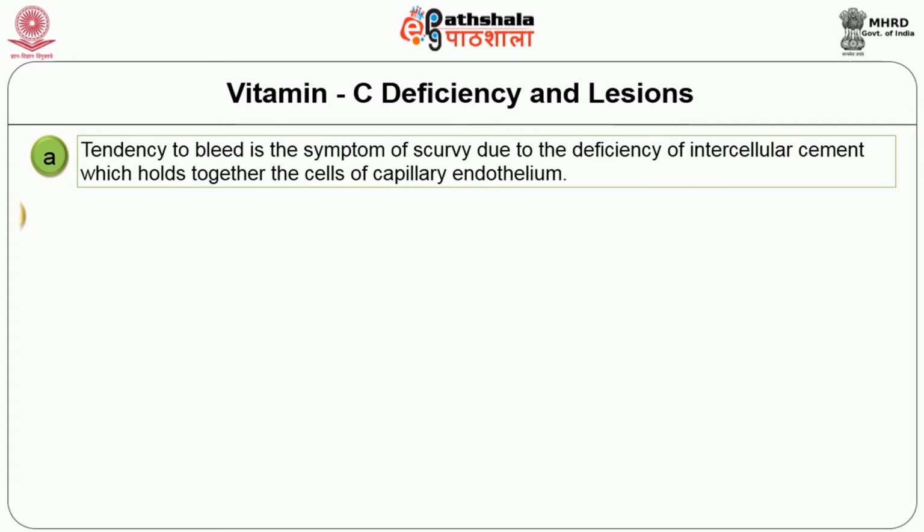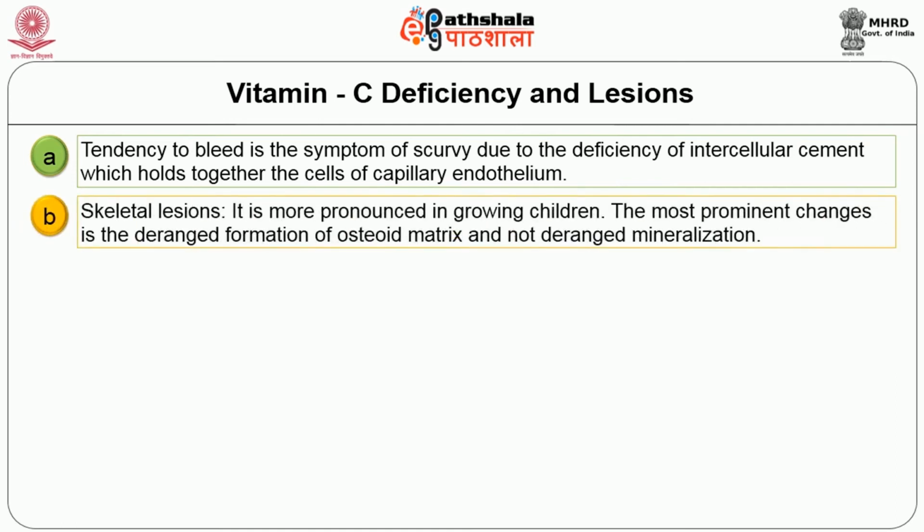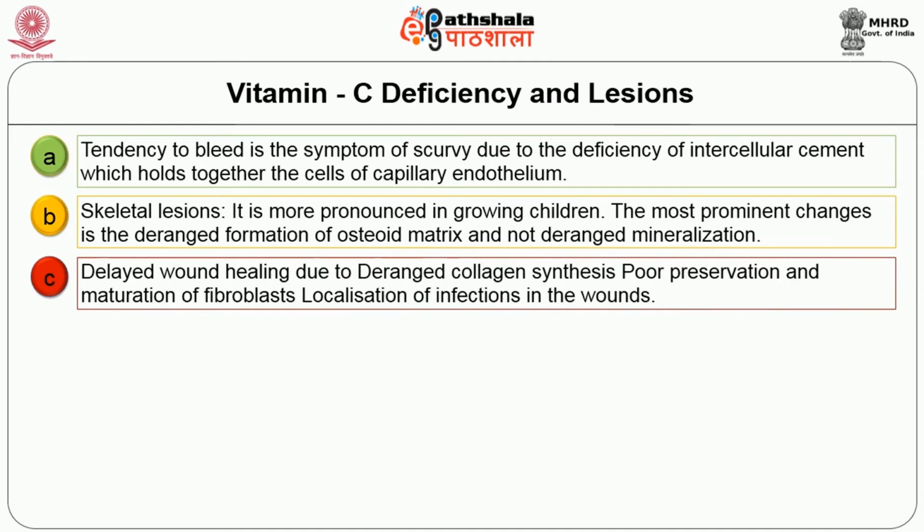Skeletal lesions are more pronounced in growing children. The most prominent change is the deranged formation of osteoid matrix and not deranged mineralization. Due to vitamin C deficiency, the laying down of osteoid matrix by osteoblasts is poor and results in failure of resorption of cartilage. Delayed wound healing is due to the deranged collagen synthesis, poor proliferation and maturation of fibroblasts, and localization of infections in the wounds.